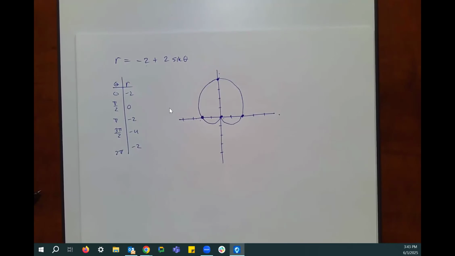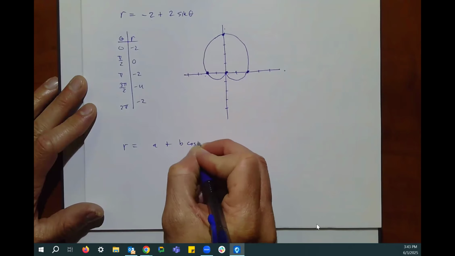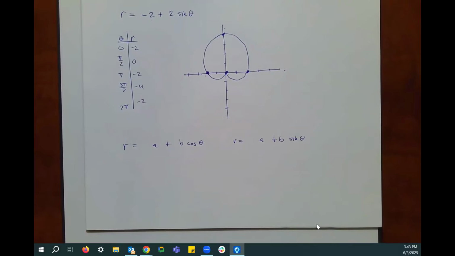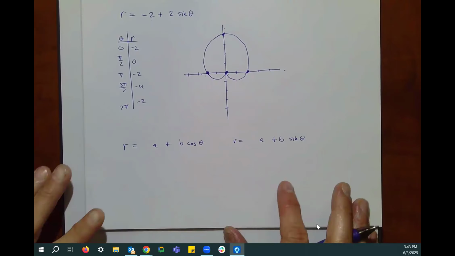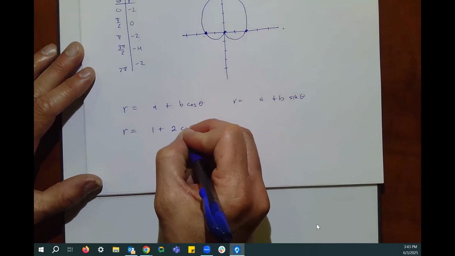Your book gives them fun names: limacons with an inner loop, limacons that are dimpled, or oval limacons. So basically, here's the gist. You've got r equal to A plus B cosine theta, or r equal to A plus B sine theta. You're going to get an inner loop if this equation has more than one solution to being set equal to 0. Here's what I mean. Let's say we had r equal to 1 plus 2 cosine theta.